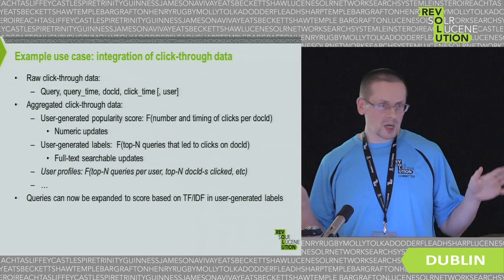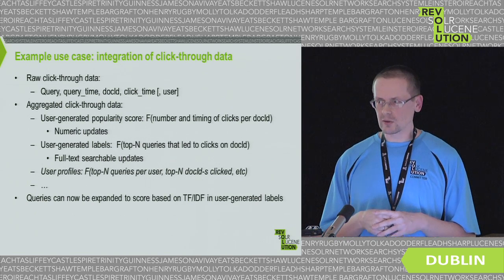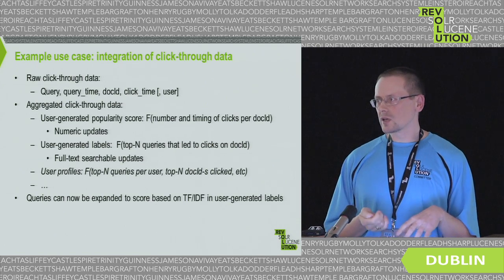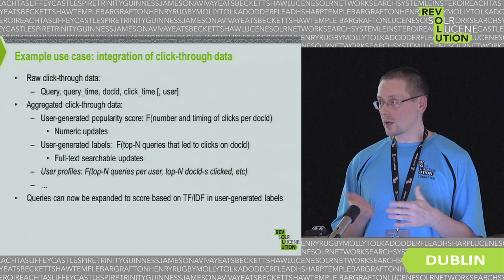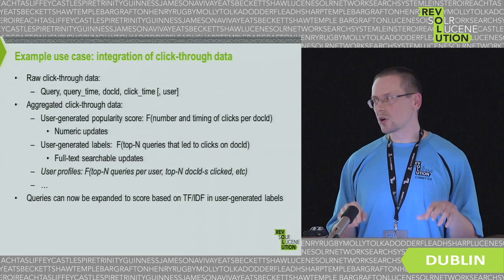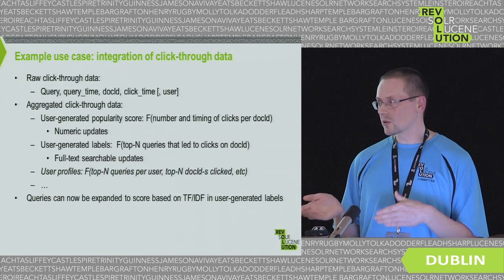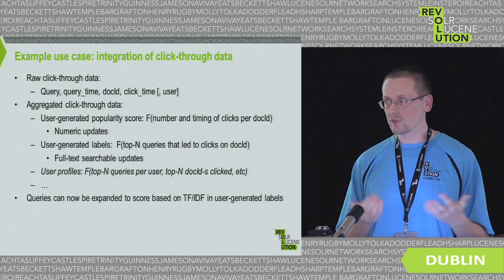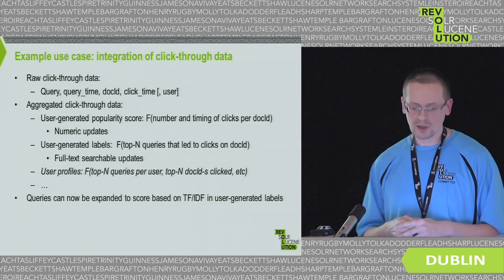Of course, you can do many other interesting things with click-through logs. So now, once you have these searchable labels attached dynamically to the main contents, then you can expand your queries to cover also these additional fields. And then you can get some score contributions related to TF-IDF matching on those fields, right? Sounds pretty useful.